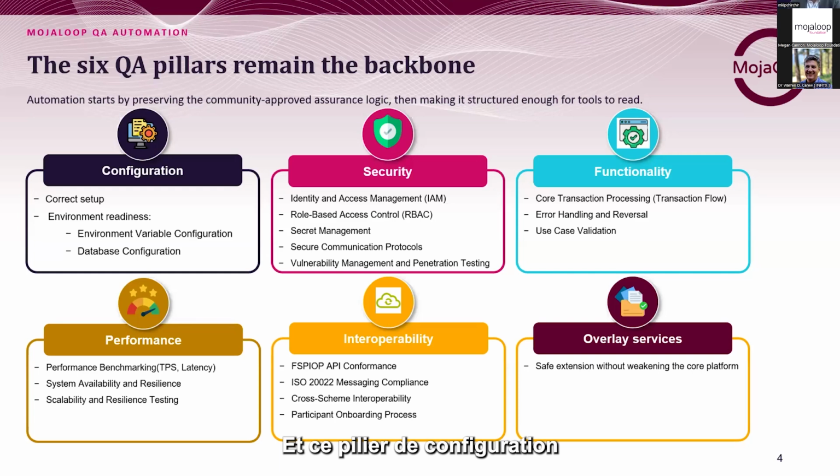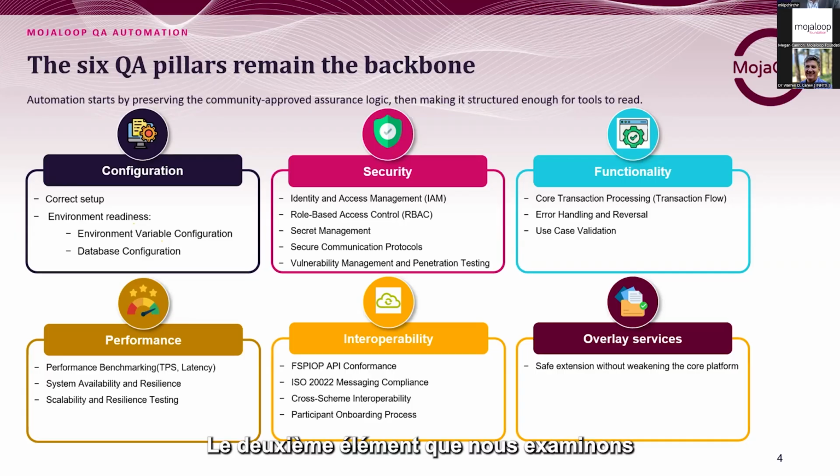The first one is the configuration pillar, and this configuration pillar ensures that MojaLoop services are deployed correctly and they can communicate with each other. So the components that we look at here with regards to setup and deployment are environment variables, database configurations, Kafka configurations, runtime service configurations, essentially the configurations that ought to be done. So we've defined how this configuration should be done, and in assessing this pillar, we are comparing that against your deployments.